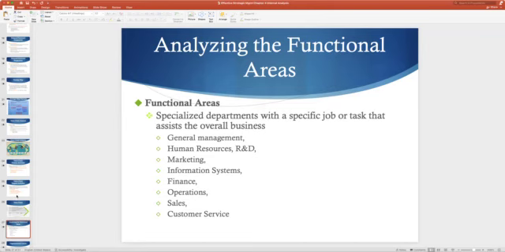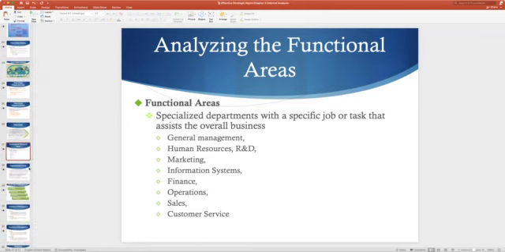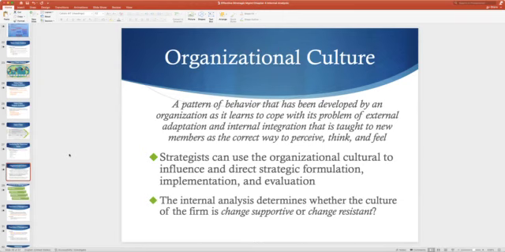But before we get all of those, one of the areas that we need to consider is the organizational culture. Remember, one of the things I was talking about weeks ago was that you want to make sure that the culture of the organization is going to be change supportive, or have they been identified as change resistant? And if they're change resistant, we need to do something before we roll out that strategy, because that is going to create problems for our strategy's performance.